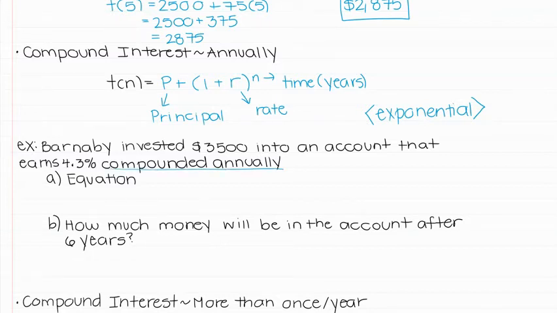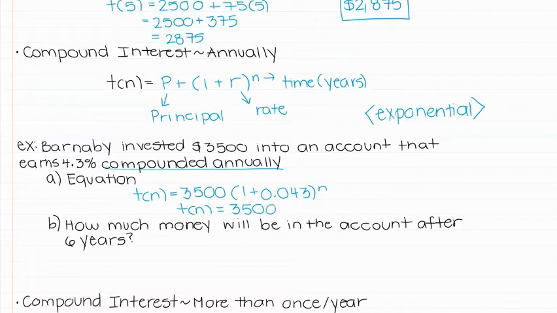It doesn't say anything about simple interest, so that gives it away that we're just using compound interest. So the equation would be T of N equals, and then our initial amount invested, which is $3,500. Then it would be 1 plus our rate, which we need to turn into a decimal, so it'd be 0.043, and then to the n power.